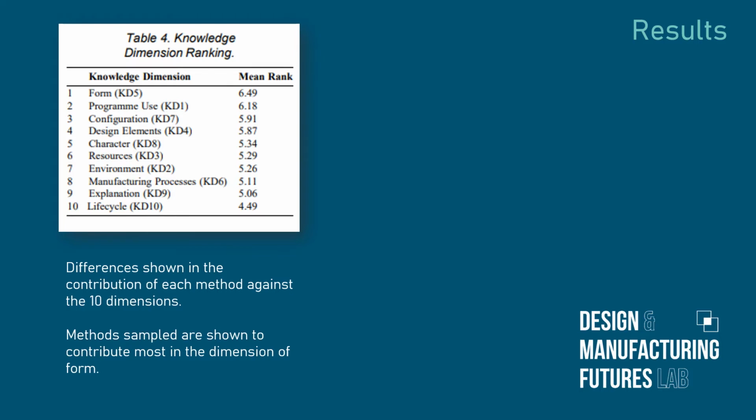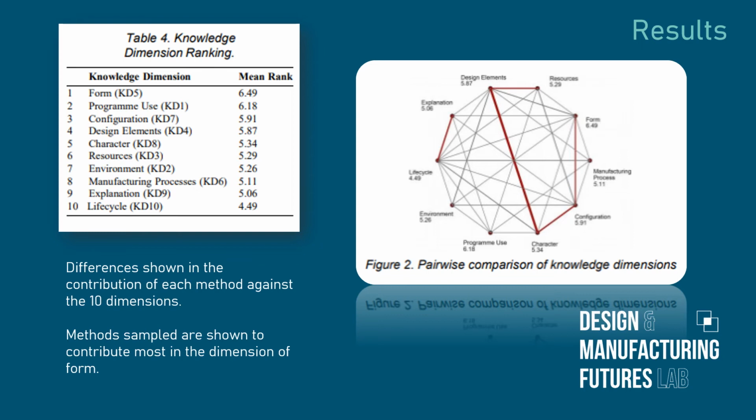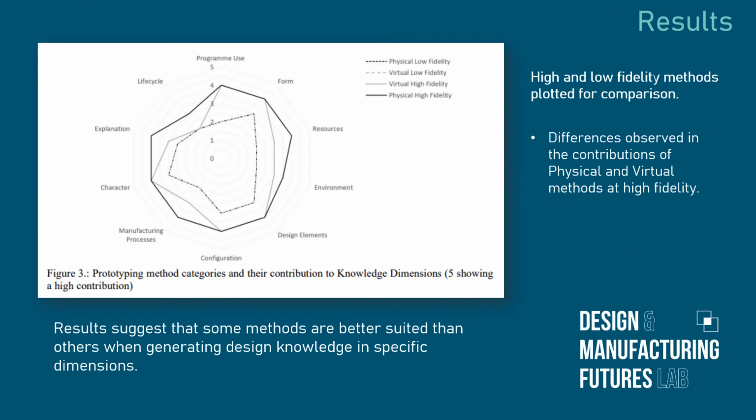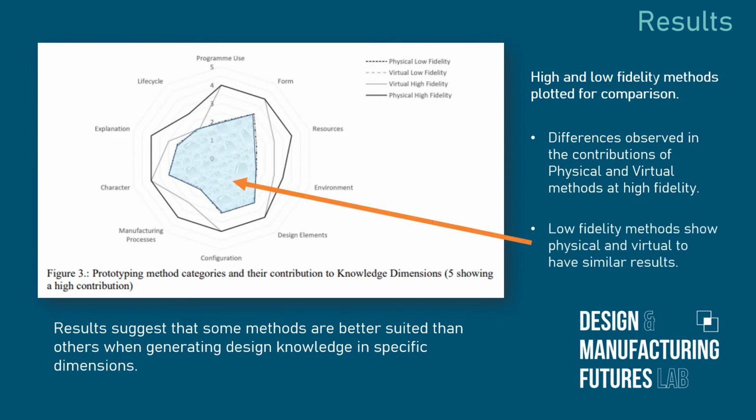Another interesting result is the interdependence shown in the pairwise graph. And what this suggests is that one cannot be present without the other, in this case requiring knowledge of design elements to learn about character or vice versa. We also find high fidelity methods to produce more information in general, and that at low fidelity you get the same level of information from both physical and digital methods.